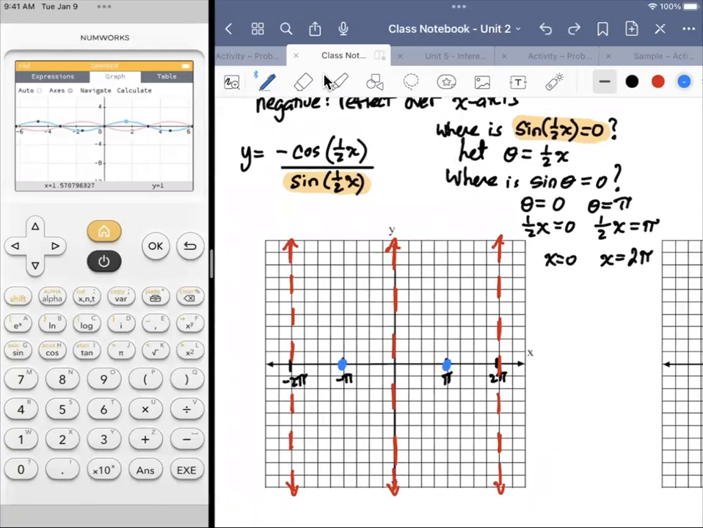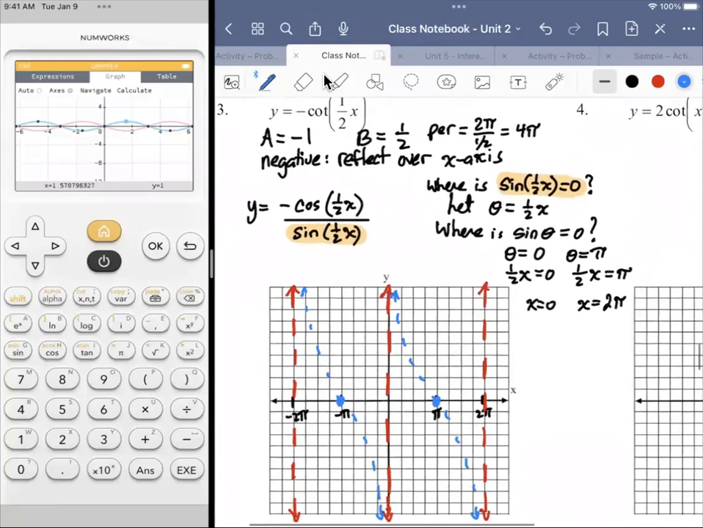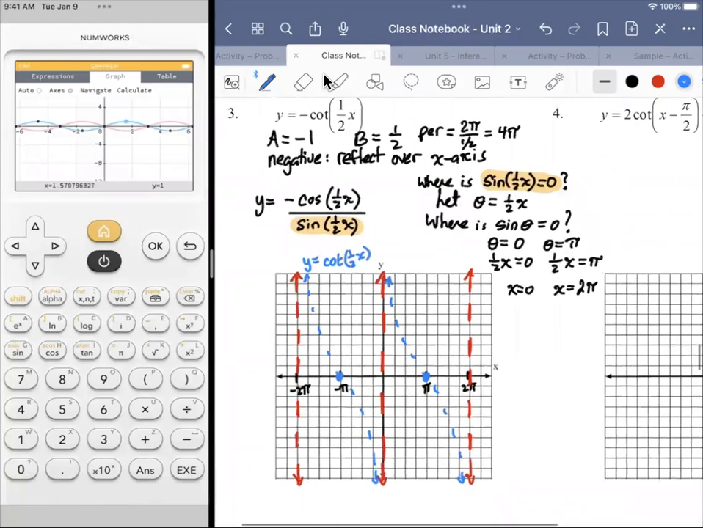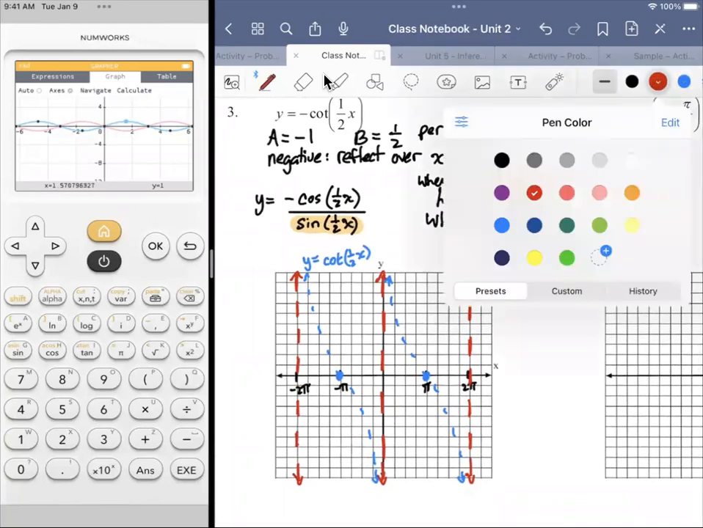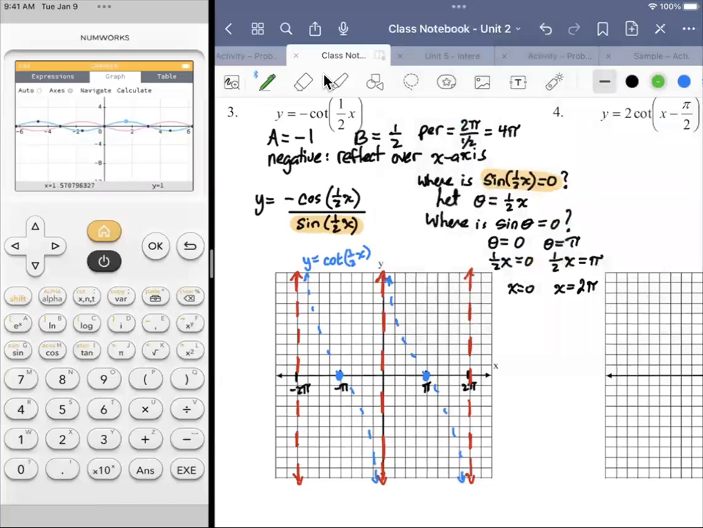If I were to create this graph, this would be the cotangent function assuming it were positive. I'll do it as a dashed line. This is equivalent to y equals cotangent of 1/2 x. That's the blue dashed curve. I want negative that, so let me get a bright green, something that pops.